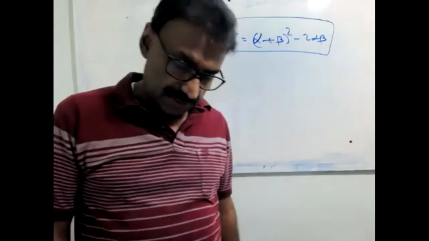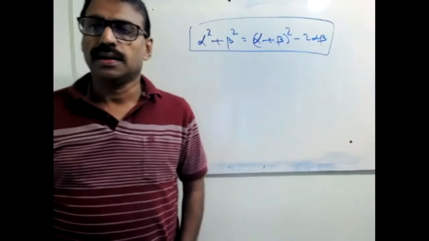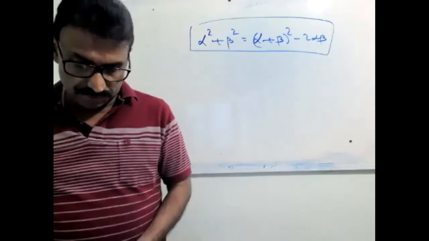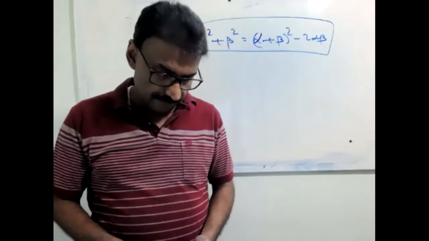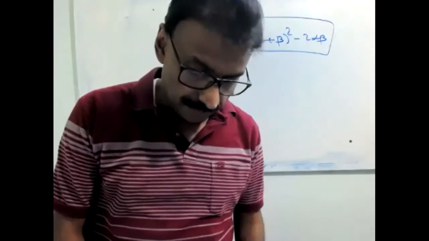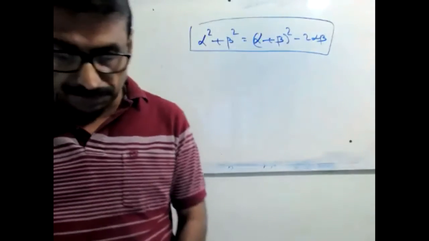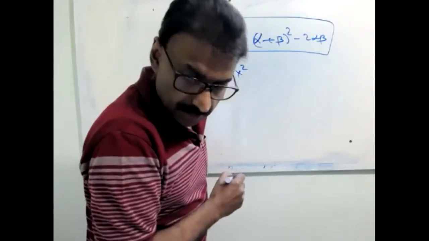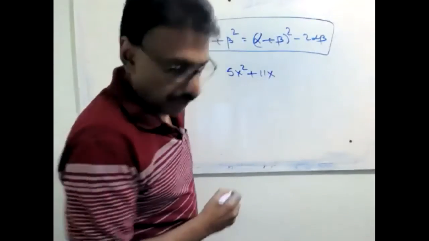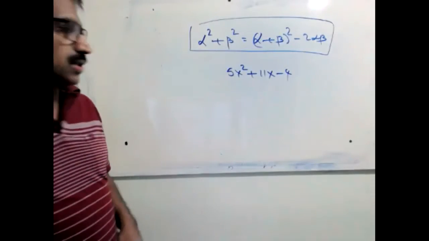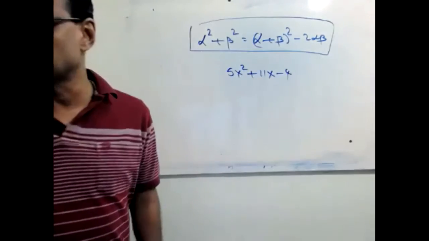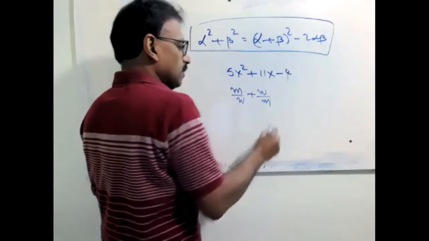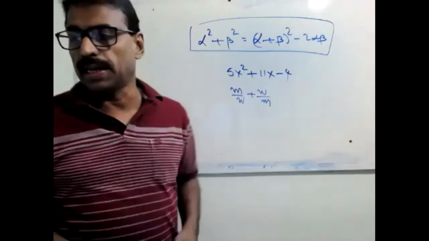Write the question. If m and n are the zeros of the polynomial 5x square plus 11x minus 4, find the value of m by n plus n by m.